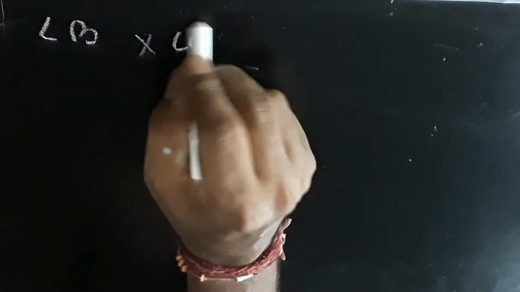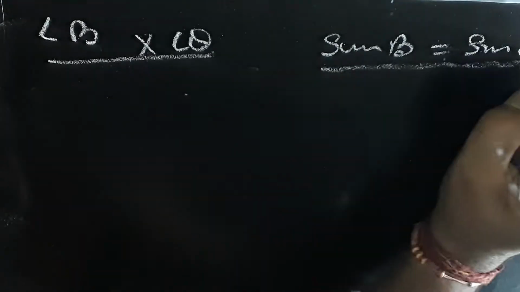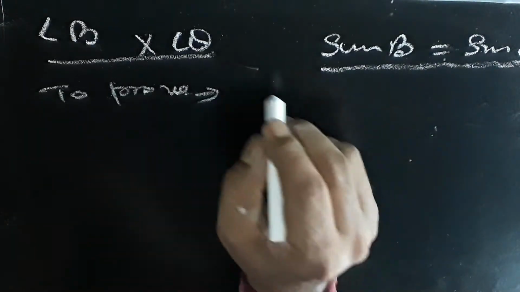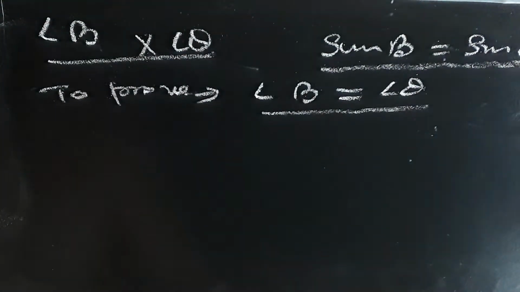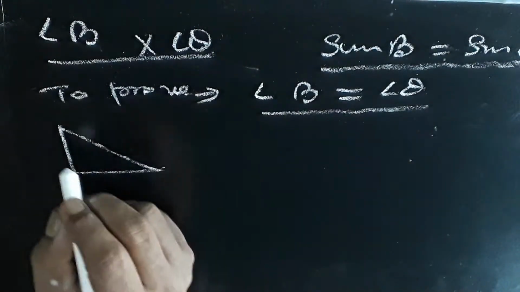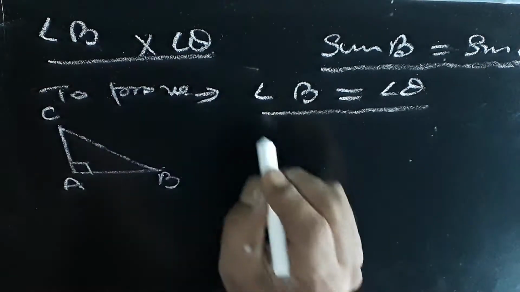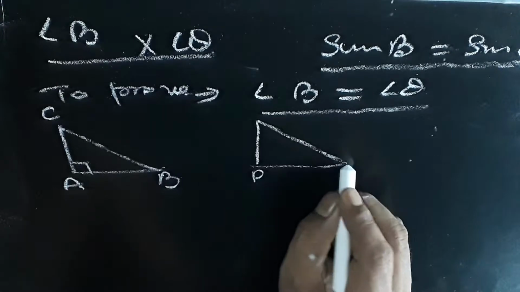It is given that angle B and angle Q are acute angles such that sin B is equal to sin Q. We have to prove angle B is equal to angle Q. First of all, let us draw two right triangles like this. Let it be A, B, C, and another triangle P, Q, R.